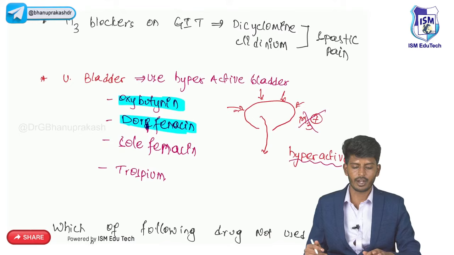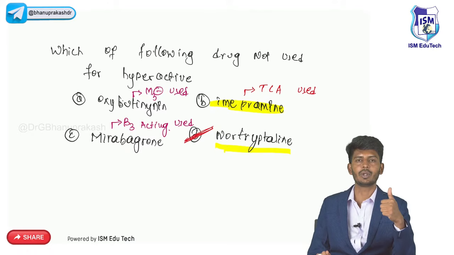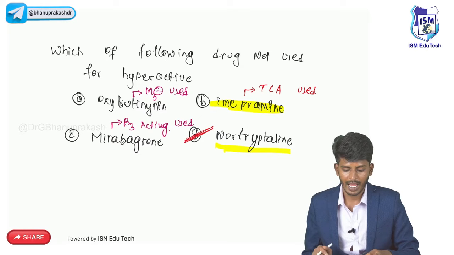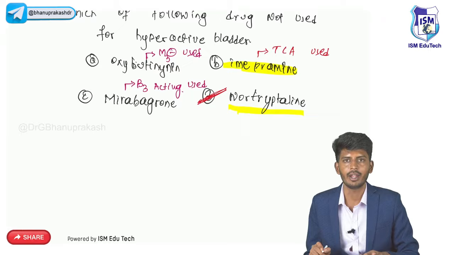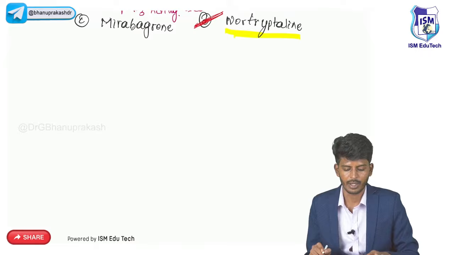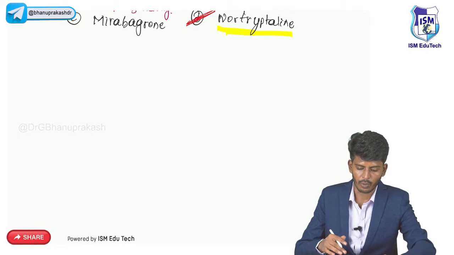So, what are the drugs we use for hyperactive bladder? Oxybutynin, tolterodine, solifenacin, darifenacin, trospium. All these come under one group: M3 blockers used for hyperactive bladder. Then the tricyclic antidepressant used is imipramine. Then there is a beta-3 adrenergic drug, that is mirabegron. These are the three groups widely used for hyperactive bladder. This is the story of hyperactive bladder and cholinergic antagonists. Once you have understood the cholinergic antagonists, we will be shifting towards adrenergic.